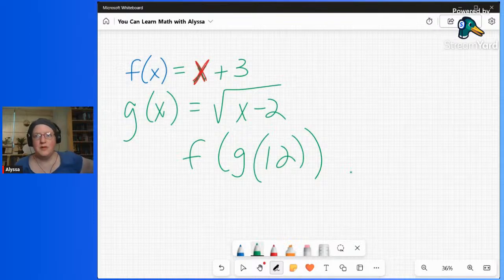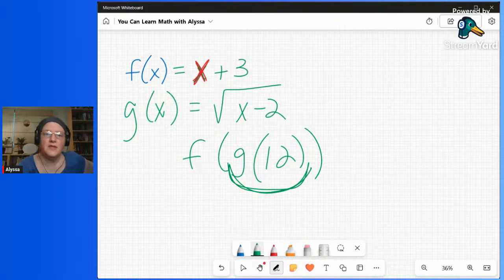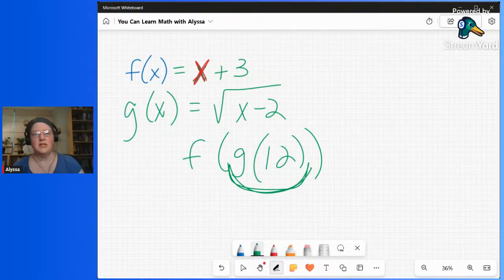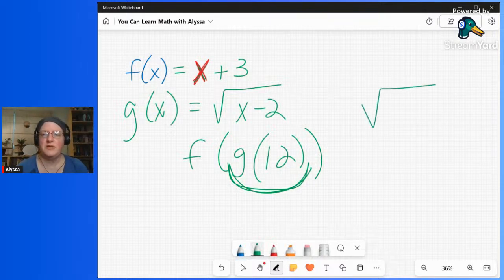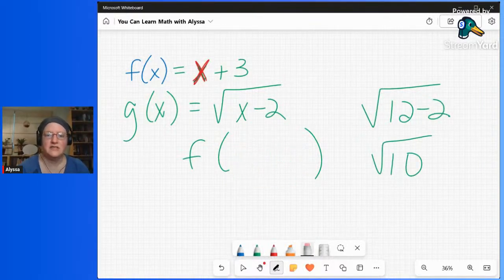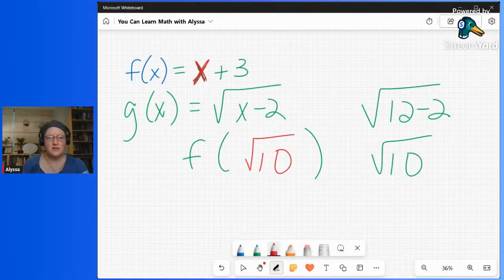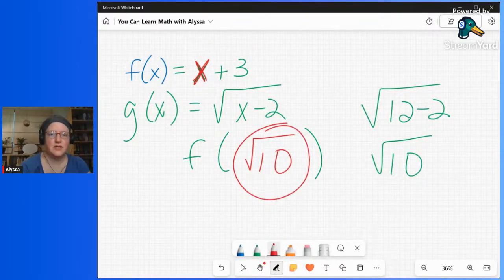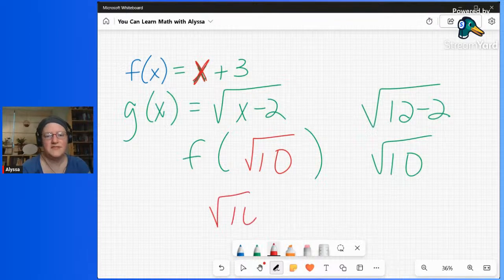It's just a step-by-step methodical process. So here you start at the inside. What is g of 12? You look at g of x. Okay, everywhere there's an x in this equation on the right, I'm going to insert 12. So g of 12 would be the square root of 12 minus 2, or the square root of 10. All right, so now I know that g of 12 is the square root of 10. So now it's what is f of the square root of 10. I look at my f of x. Wherever there's an x, I plug in the square root of 10. So the square root of 10 plus 3. I can't really do anything else there.